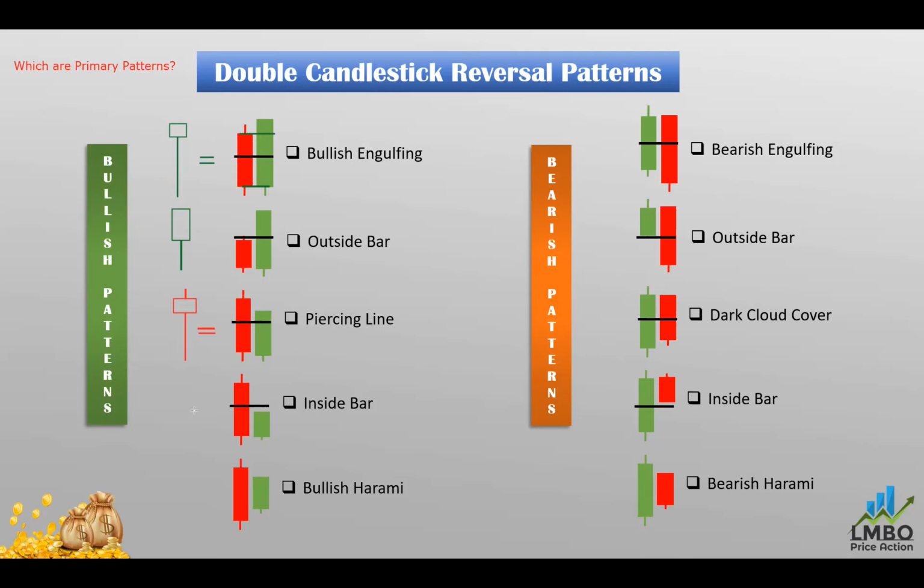Which will be this pattern? This one. This is not a hammer. This is like a hammer. This is a bearish candle, right? Weak bearish candle. Now this is how I can count this one. I will count this one like this.